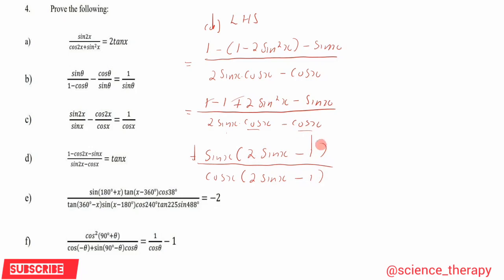This 2 sine x minus 1 is similar to this 2 sine x minus 1. So what will they do? They will divide out. So I'm left with sine x over cos x, which according to our grade 11 identity, we know that's equal to tan x. Then in that way, we have proven that the left hand side is equal to the right hand side.